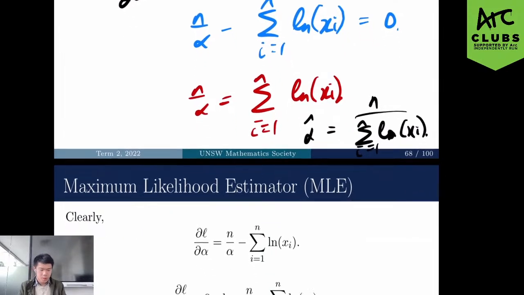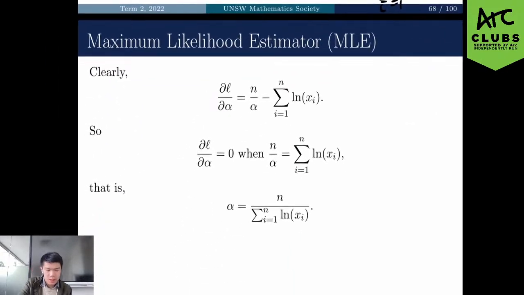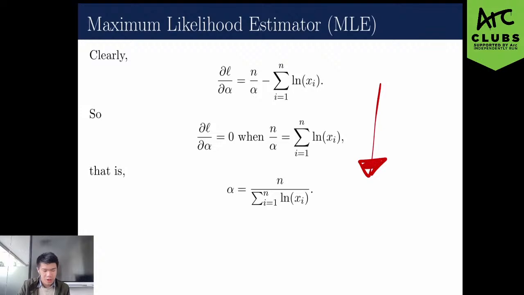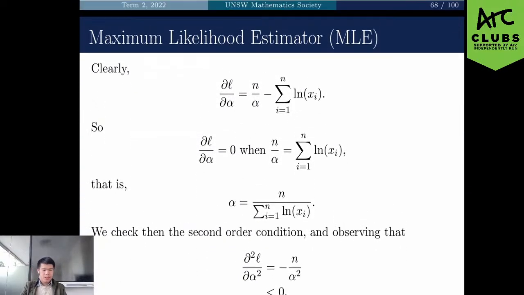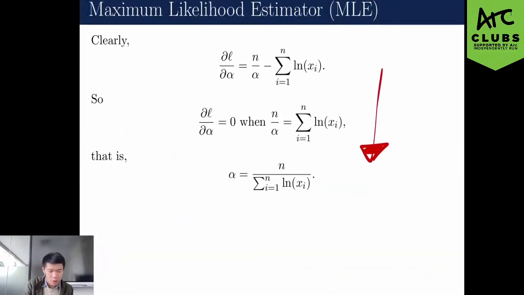Cool. Alright, so that's basically formalizing this approach. We just divide through, and we're almost done. Okay, so this is also a very important thing. We have solved for this being equal to 0, but we haven't actually shown that it maximizes the likelihood. And to do that, we actually need to check the second order condition, which is the second derivative with respect to alpha.